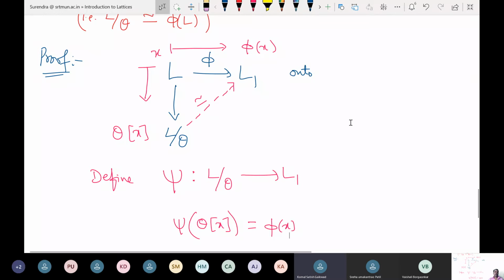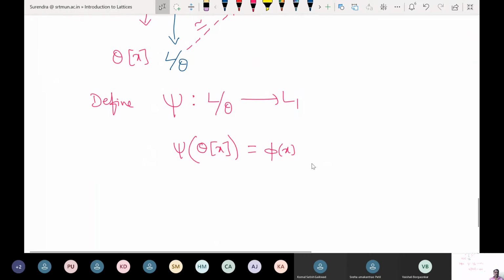That's why you have to understand through diagrams, then we can easily understand. We have to somehow send an element of L modulo theta to L1. So how will we send it? If you take any element here of the form theta of x, where that x comes from L, we know that x goes to phi of x, which is an element of L1. So simply we will send this theta of x to phi of x, so that this diagram commutes.